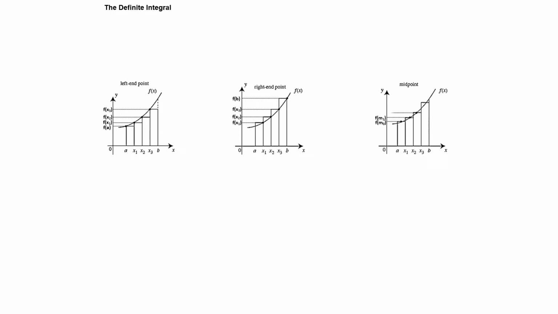Now let's calculate the area under the graph using the Riemann sum for each case. If the width of each rectangle is delta x, we can multiply each function value by delta x and these products are added to determine their sum. We can use sigma notation. Pay attention.